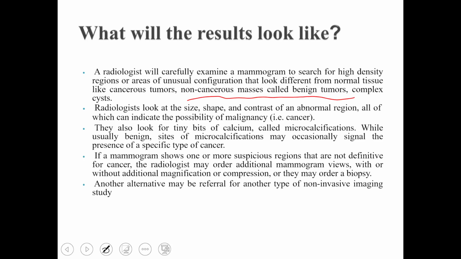Radiologists look at the size, shape, and contrast of the abnormal region, all of which can indicate the possibility of cancer. They also look for tiny bits of calcium called microcalcifications, while usually benign, clusters of microcalcifications may occasionally signal the presence of a specific type of cancer. So as Dr. Chandar told you, they use calcification findings in mammography to identify whether there may be cancer tissue or not.